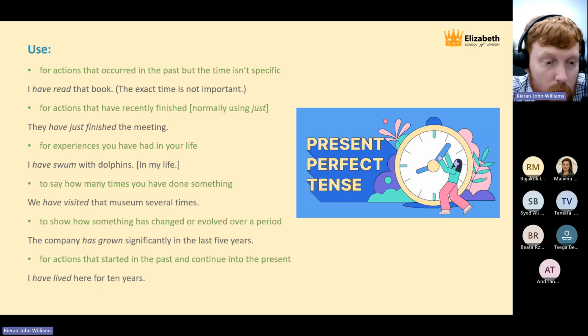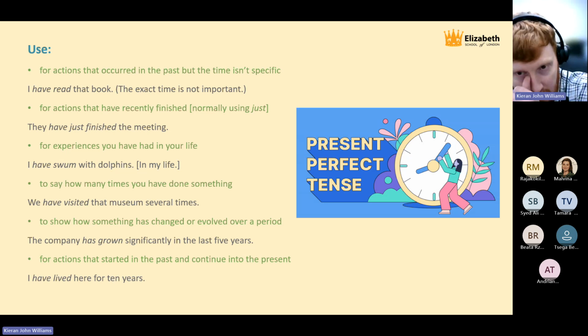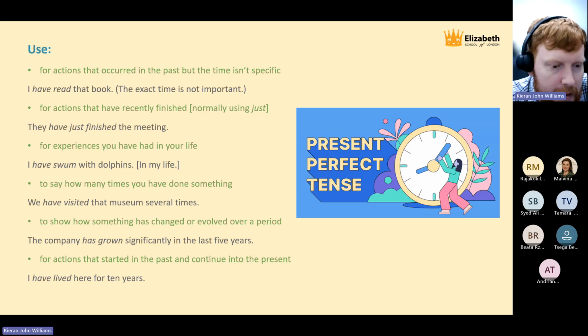Okay. And then also, if you want to talk about growth over a period of time or change over a period of time, you use present perfect simple as well. Okay. So the company has grown significantly in the last 5 years. It started growing 5 years ago, and the last thing we saw, it was still growing.